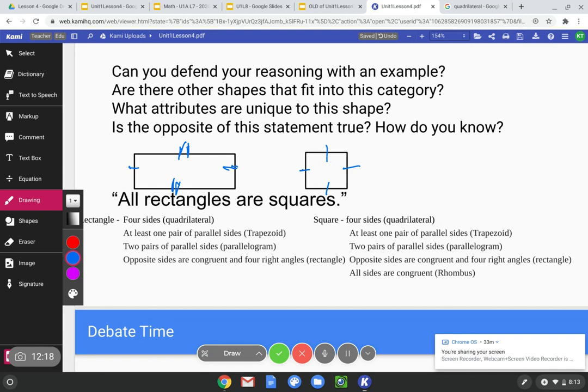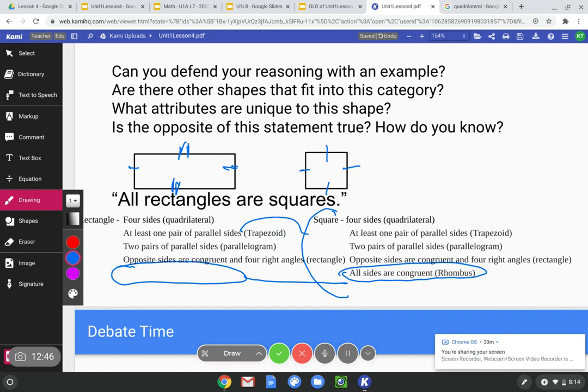So just based on that last attribute alone, would it be possible for all rectangles to be squares? No. Because look, a square naturally meets all the rules for a rectangle. But a rectangle is missing that last attribute. So not all rectangles can be squares, but all squares can be rectangles because the square naturally meets all the rules for a rectangle.